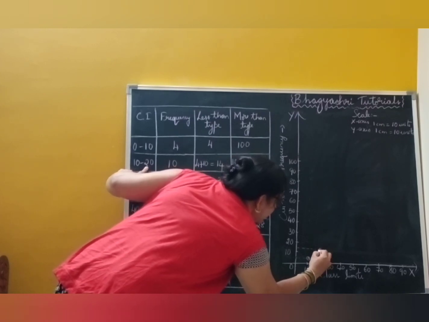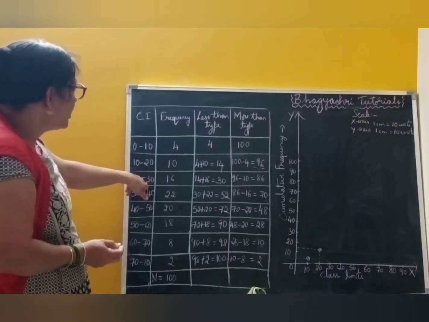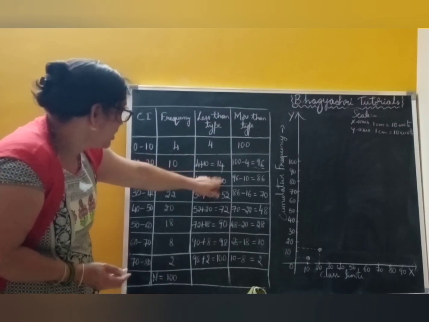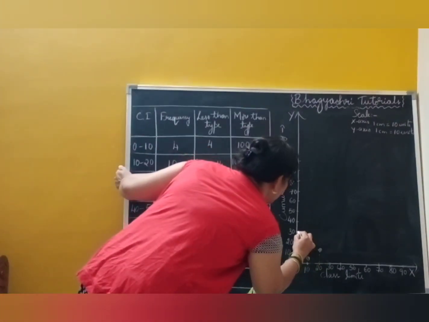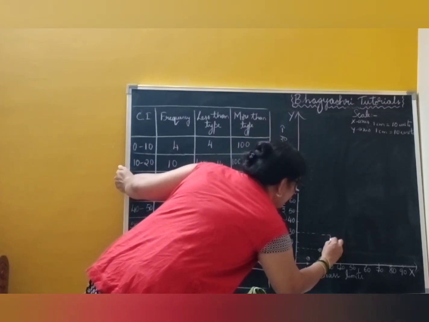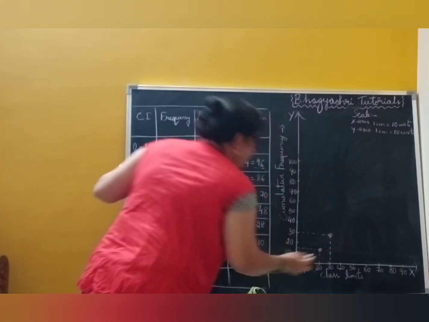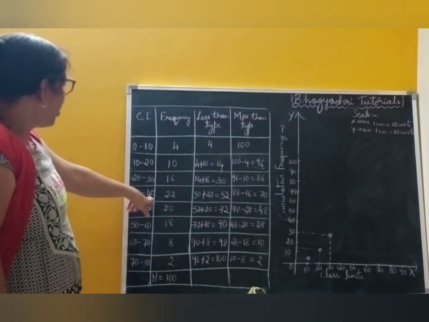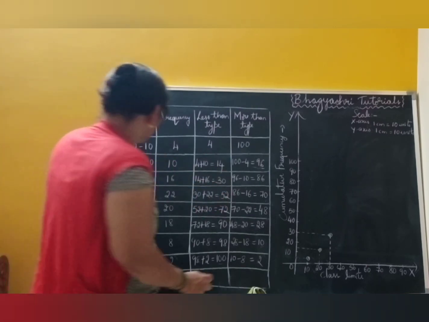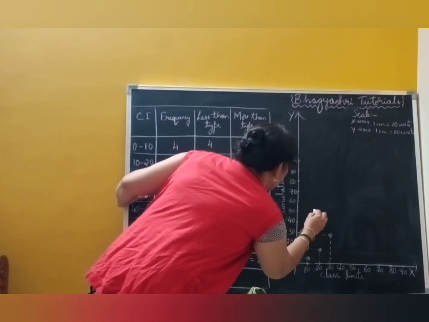So this point is 14. Next, for 30, the corresponding less than type frequency is 30. So this point is 30. Next, for 40, the corresponding less than type frequency is 52. 40, 50, 51, 52.